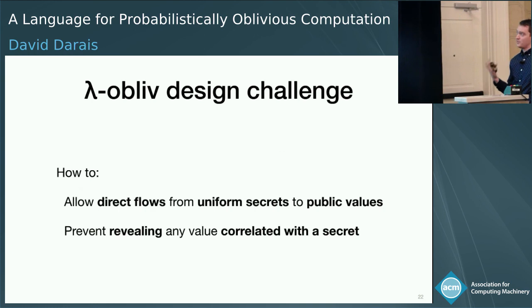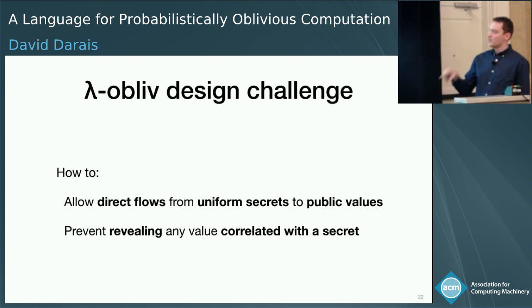So, to say it in more words, the fundamental design challenge in Lambda Obliv is a really tight design space. We need to allow for direct flows from uniformly distributed secrets to public values. That's an unusual thing, but you need it to implement ORAM, while at the same time preventing revealing anything that's ever correlated with a secret. So this is tricky.